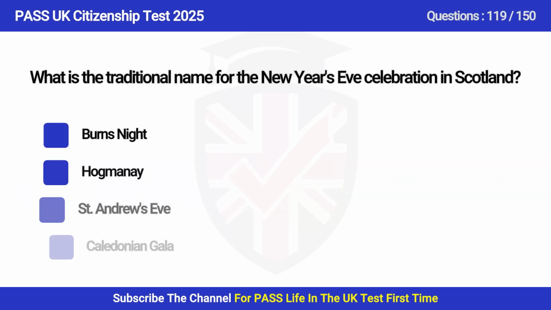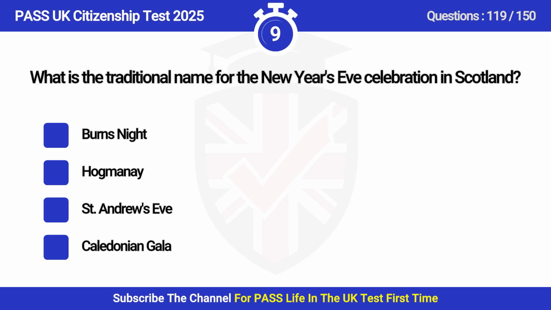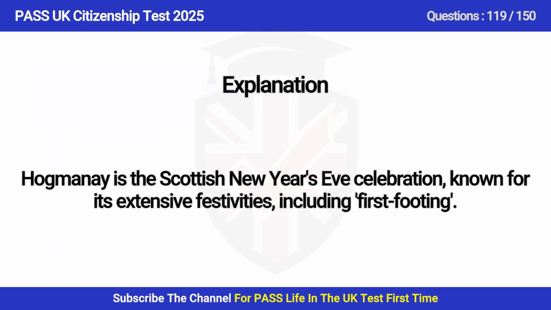Question 119. What is the traditional name for the New Year's Eve celebration in Scotland? A. Burns Night, B. Hogmanay, C. St Andrews Eve, D. Caledonian Gala. Answer is B. Hogmanay. Hogmanay is the Scottish New Year's Eve celebration, known for its extensive traditions, including first-footing.